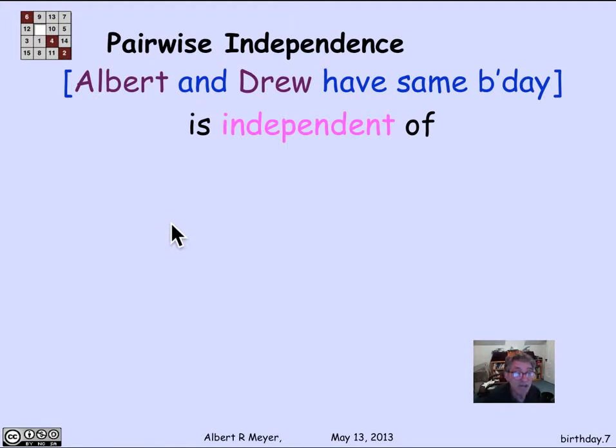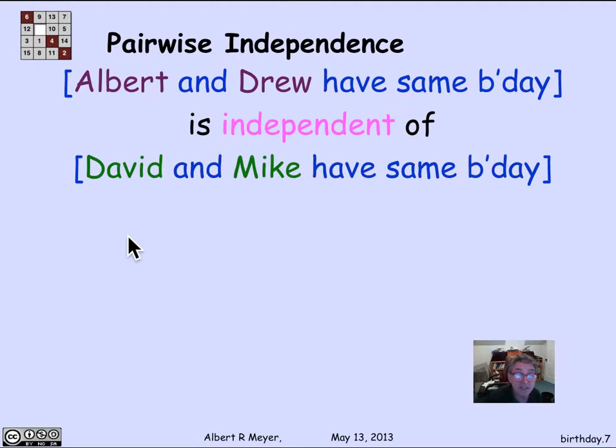And let's compare that to another pair of people and whether or not they have the same birthday. So let's first of all think about Dave and Mike, whether Dave and Mike have the same birthday. And I want to know, are these two events independent? Well, remember, we are assuming that Albert's birthday is independent of Drew's birthday, is independent of David's, independent of Mike. Each of the people is supposedly chosen independently, and their birthdays are independent.